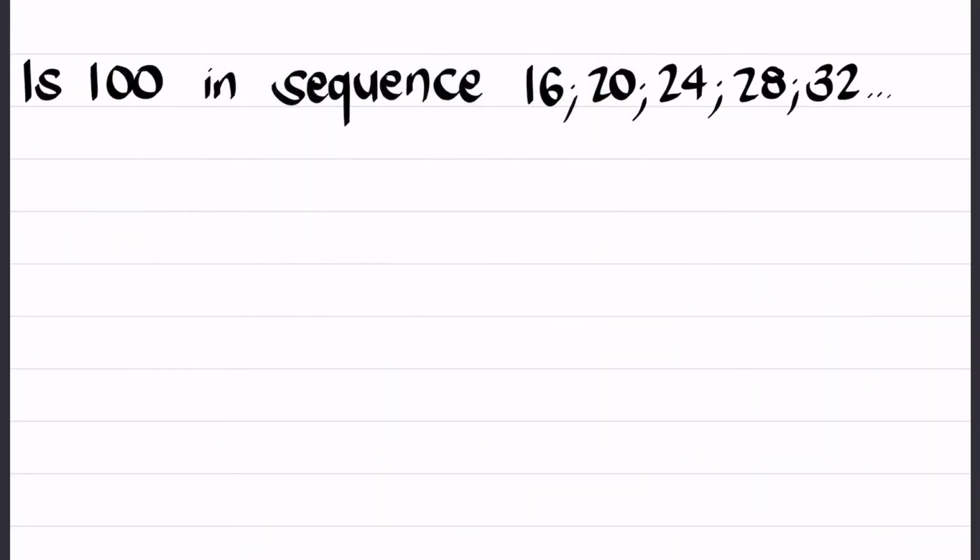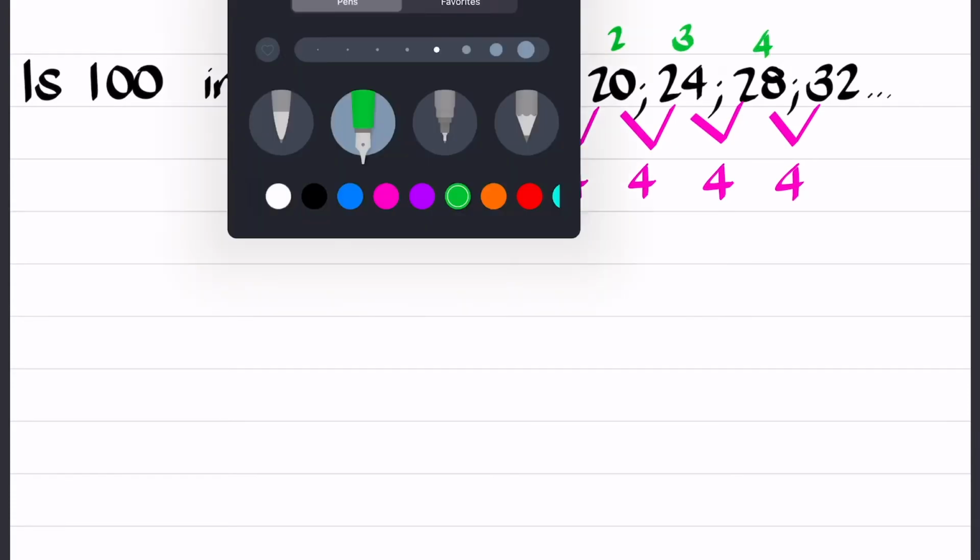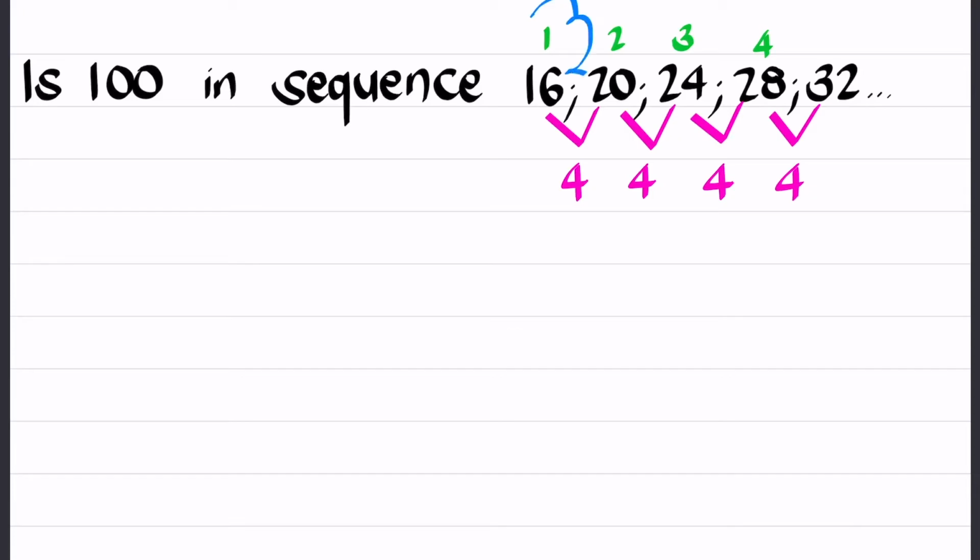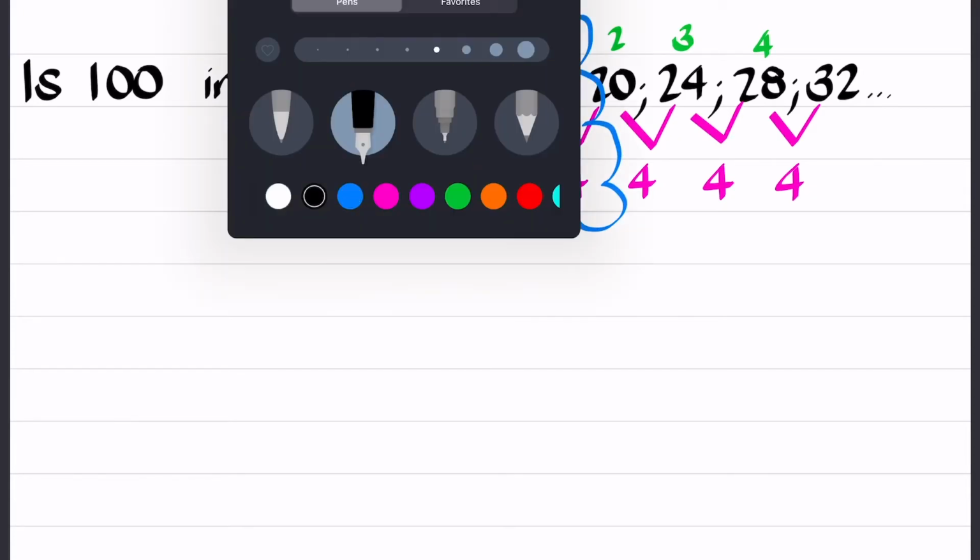Let's start by finding our difference. That is term 2 minus term 1. So 20 minus 16, which is 4. 24 minus 20, which is 4. 28 minus 24, which is 4. And 4. We have term 1, term 2, term 3, term 4, etc. And we're going to work with our first term information. Remember, we could work with our first term, we could work with our second term, it doesn't matter.